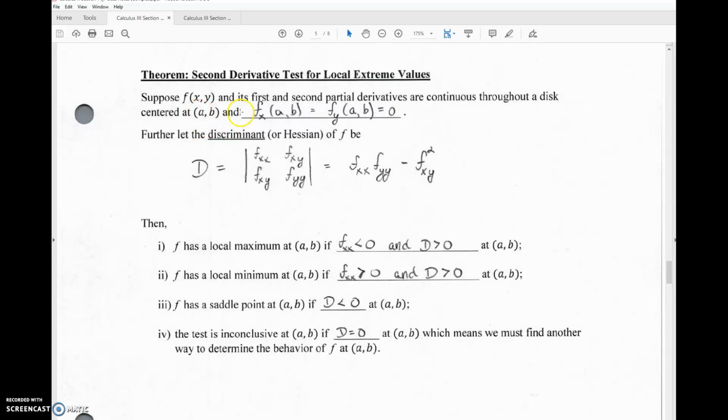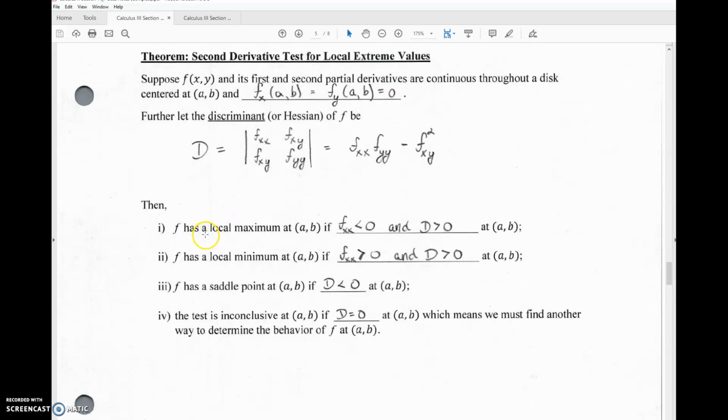So suppose f of x y and its first and second partial derivatives are continuous throughout a disk centered at (a, b), and the partial of f with respect to x at (a, b) is equal to the partial of f with respect to y at (a, b), and they're both 0. If we call this the discriminant, we usually give it the notation capital D because of the word discriminant. It's actually a 2x2 determinant to help us remember what it is. Some people have called it the Hessian as well. But this discriminant is this 2x2 determinant, so it's f sub xx times f sub yy minus f sub xy times f sub xy, or f sub xy squared.